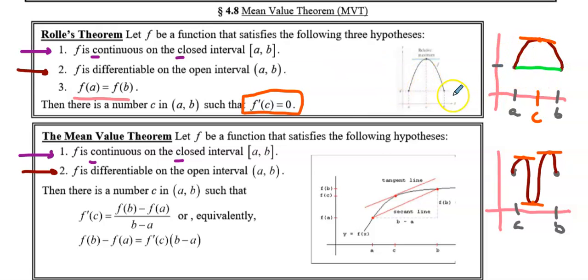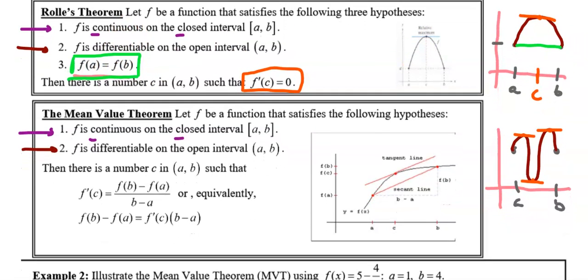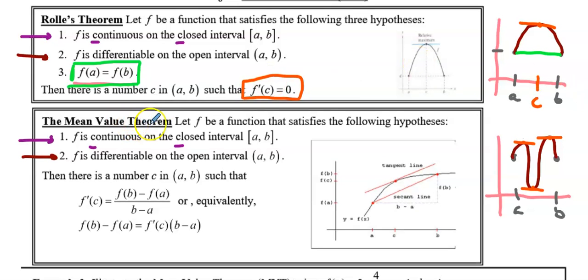So the whole point of Rolle's theorem really is just to make sure that the derivative is equal to 0 at some value of c, if f of a is equal to f of b. So we have to make sure that it's continuous, differentiable, and that f of a is equal to f of b. So that's what Rolle's theorem says. The mean value theorem, again, the function's got to be continuous on the closed interval.